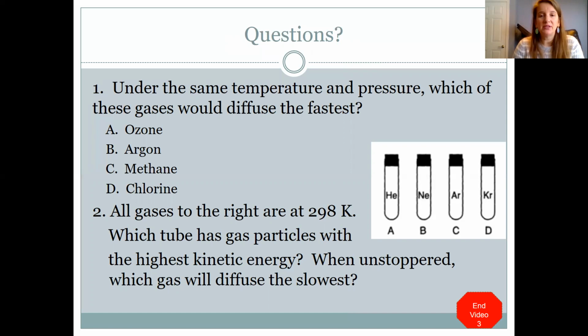Now, if we unstopper these all at the same time, which one's going to diffuse the slowest? Remember, the speed at which the gases move, if they're at the same temperature, if they have the same kinetic energy, is going to be based on their molar masses. So the slowest one is going to be the heaviest one. So which of those four noble gases is the heaviest? It's going to be krypton. So krypton is going to diffuse the slowest.